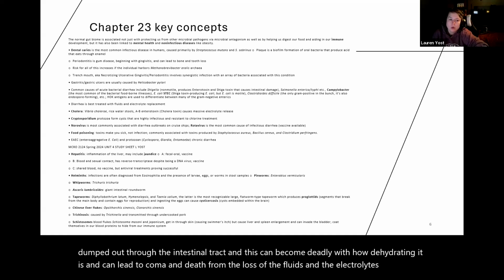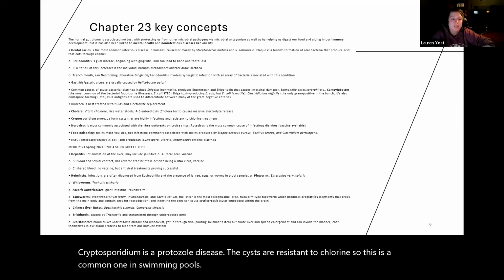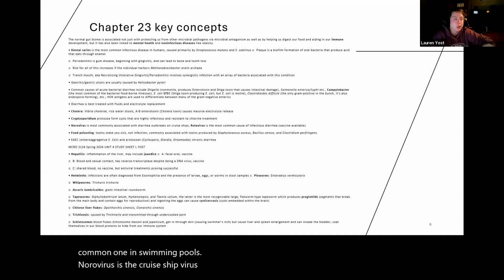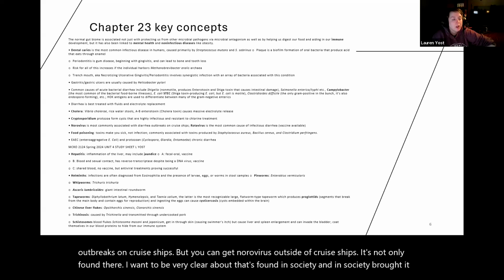Cryptosporidium is a protozoal disease. The cysts are resistant to chlorine, so this is a common one in swimming pools. Norovirus is the cruise ship virus, and most commonly associated with diarrhea outbreaks on cruise ships, but you can get norovirus outside of cruise ships. So it's not only found there. I want to be very clear about that. It's found in society, and then society brought it into the cruise ships.